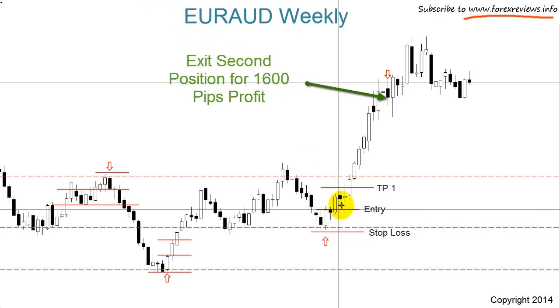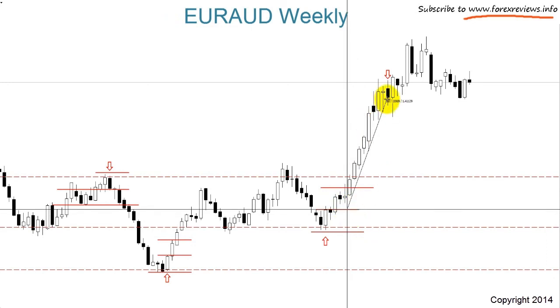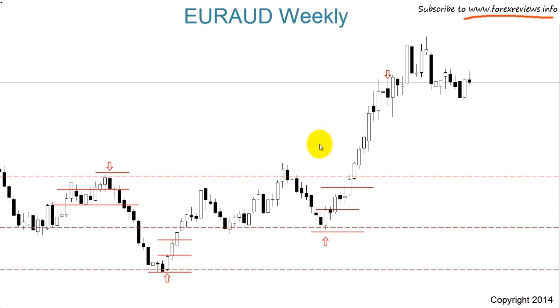Right? So 330 on the first position and 1600 pips plus on the second position. So this shows the power of letting the second trade run once again. Right? Because we could have been expecting a bearish signal here telling us to get out. Right? But it didn't happen. The market just kept going.